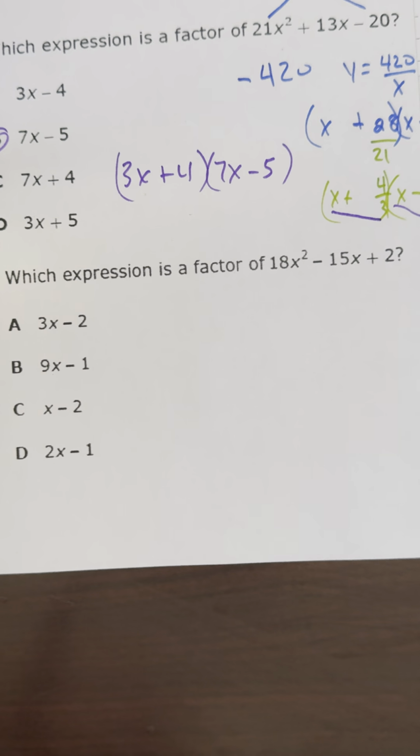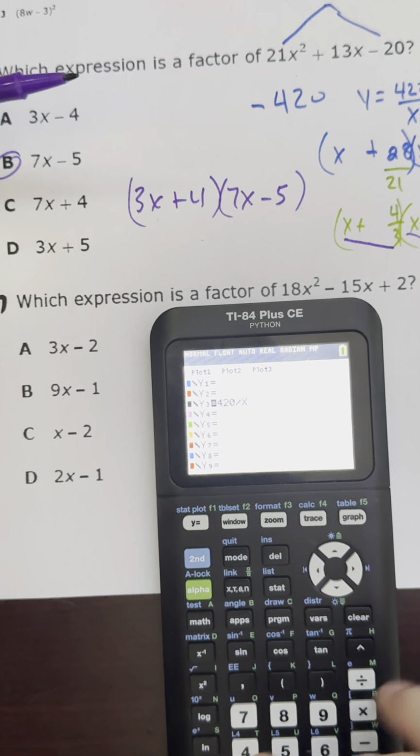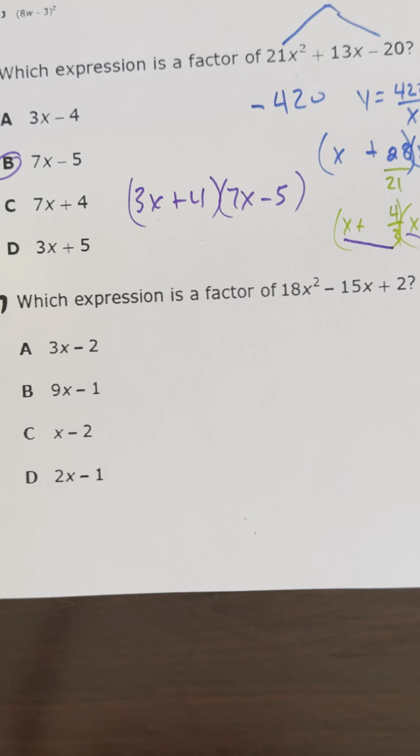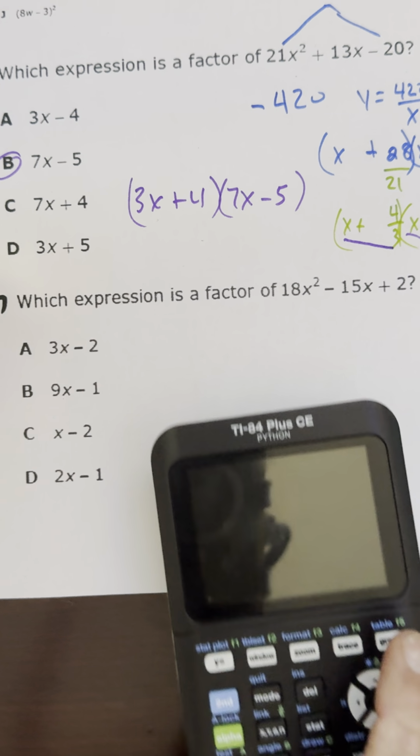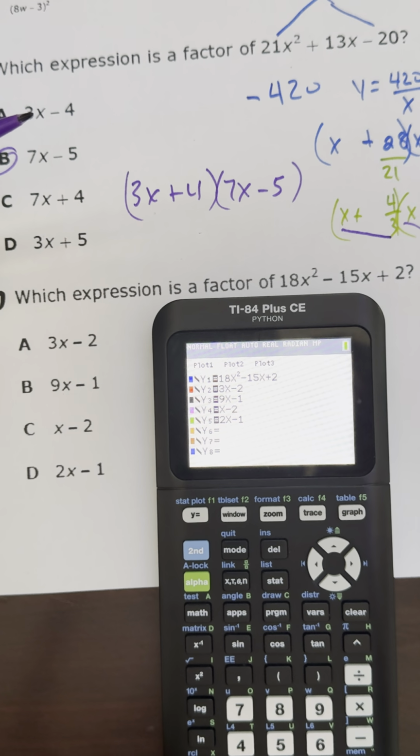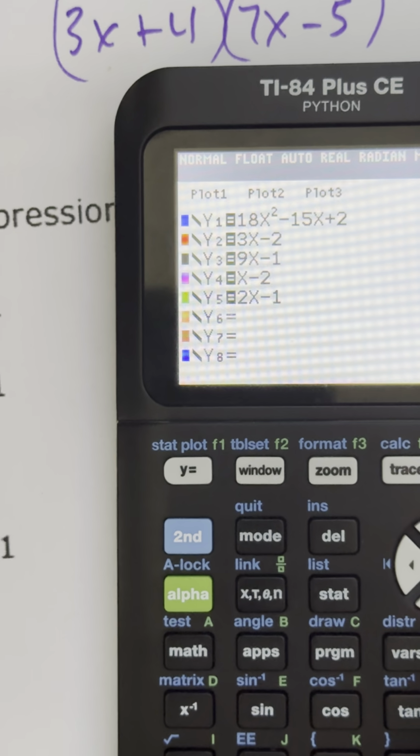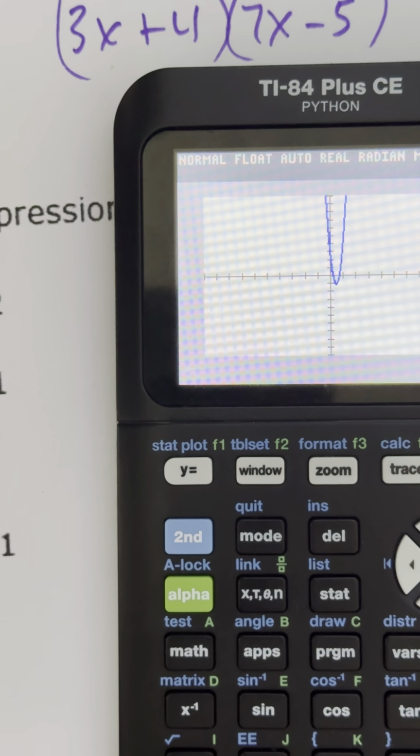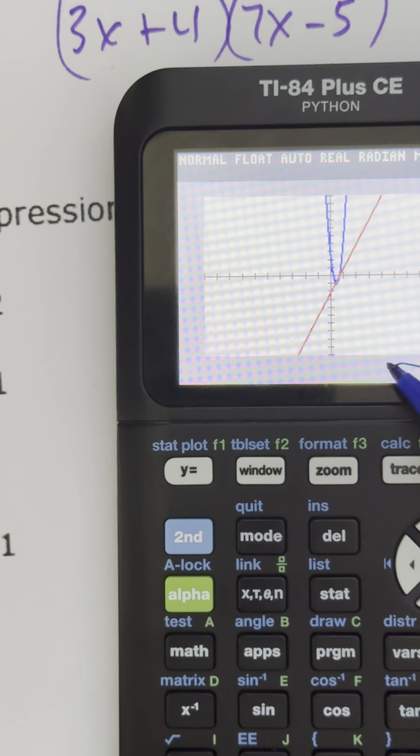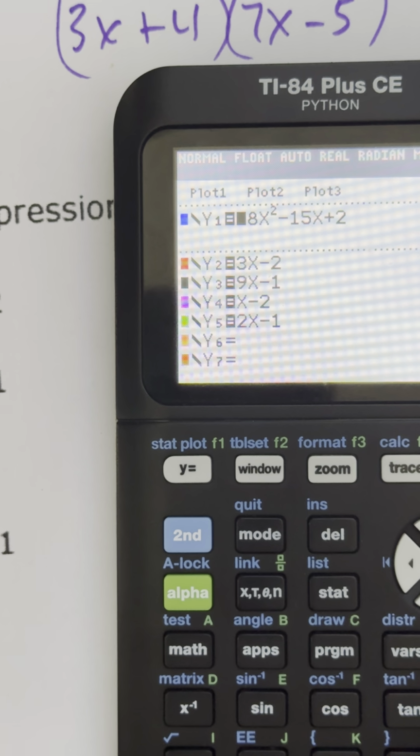Number 13, I also did this one by graphing. I like this one because there's a couple of the answers that are similar. So you put your problem in Y1, your answer in Y2, and I've got my window in standard, but notice your parabola is really small. So looks like A and D are my possibilities. The other two were not. But I'm going to go ahead and leave them all on there.